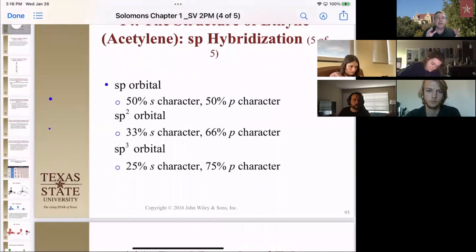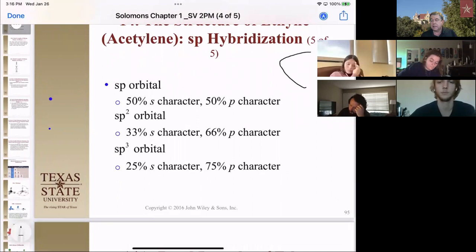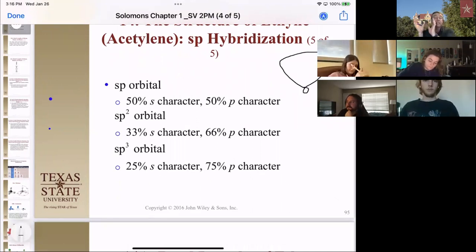So what does that mean? Well, in the case of the orbital that is sp, half of the orbital is from the s, half of the orbital is from the p. So what we see is that the dumbbell shape is exaggerated on one side. The s is spherical, and so it's going to fill one side of that dumbbell more than the other side. And so we get an exaggerated dumbbell shape.